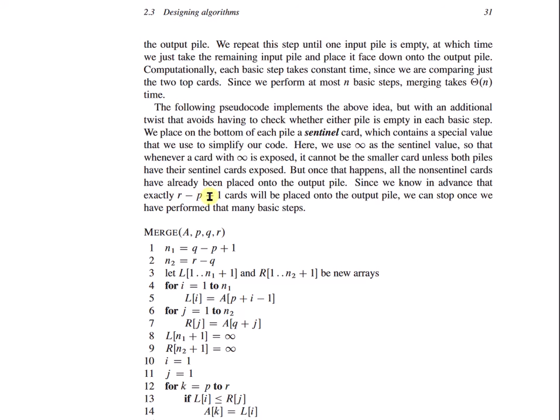why are they adding this plus 1? For example, suppose we have, let's say, 10 minus 5, right? The value is 5, but then we need to count the other edge conditions: 5, 6, 7, 8, 9, 10, which becomes 6, so they're adding plus 1. We can stop once we have performed that many basic steps.